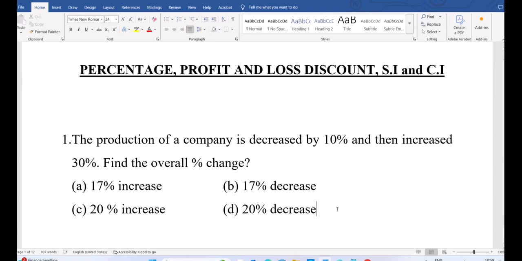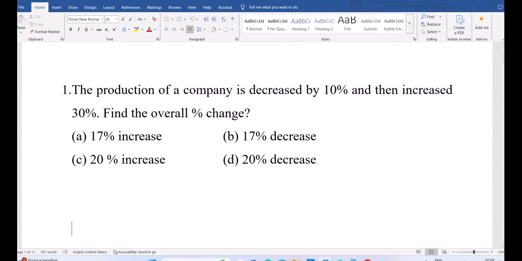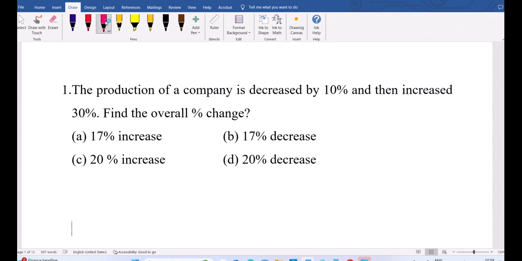10% decrease, 30% increase. Overall change. Here initially, what is the answer? 10% decrease, then 30% increase. The answer is not a 20% increase, first of all. 17 is correct. Don't try to use calculators, try to go with the normal method. Let's say 100 rupees is the production amount. A 10% decrease means it will become 90.